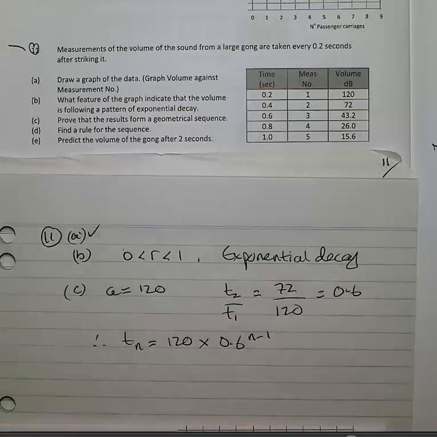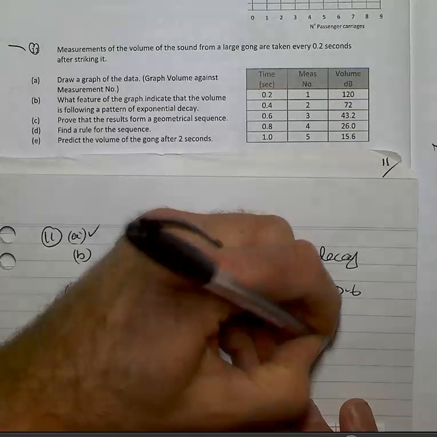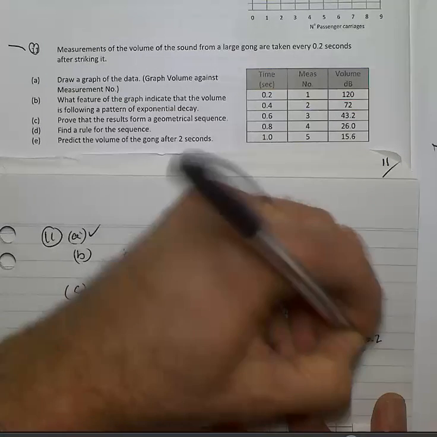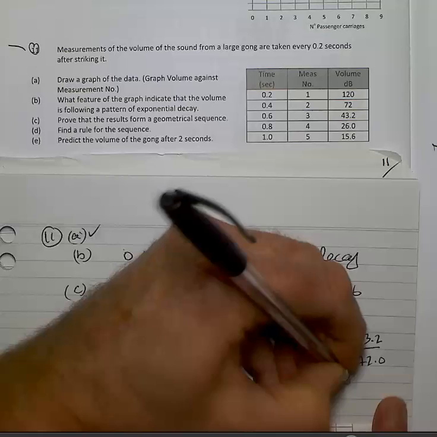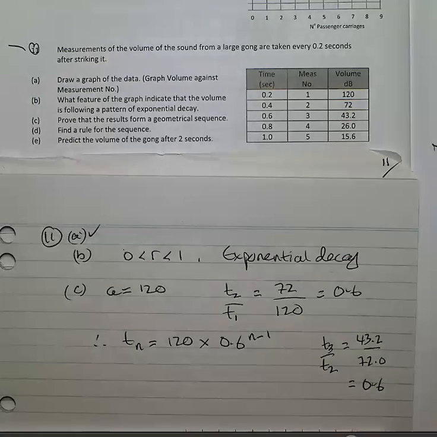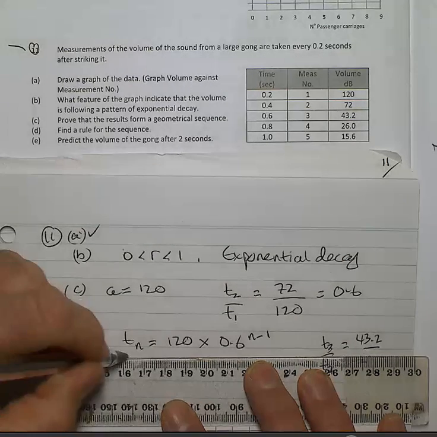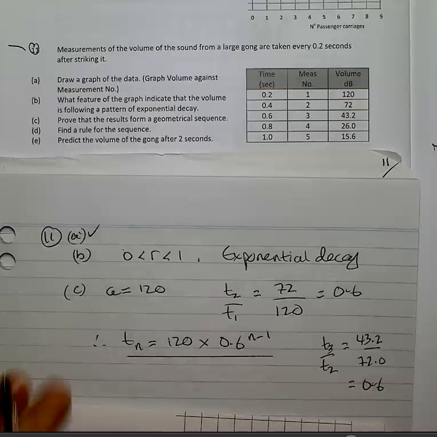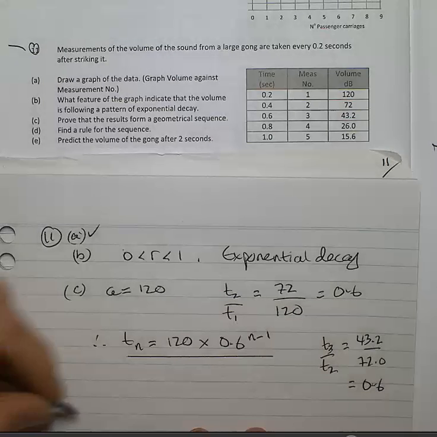Now, I could double check that by going T3 divided by T2, but you would find that was 0.6 as well. So therefore, it follows a geometric sequence. If you want to, you can enter that into your calculator and check the results.